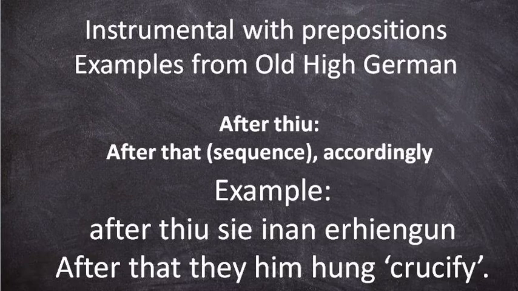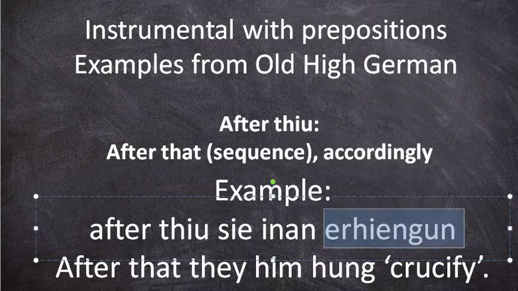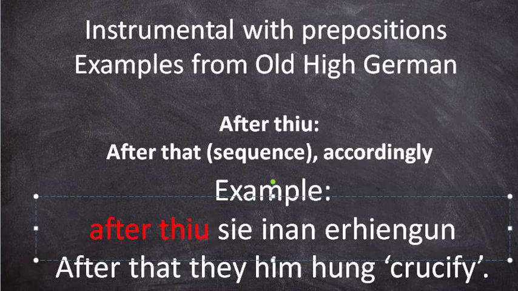So with our sentence here, after diu si innan erhiengun. After diu si innan erhiengun. So after that, they hung him, or they him hung. This is in the accusative masculine singular. This is in the third person past. So they hung him. Well, in this context, we're talking about biblical stuff, so they crucified him. But a more literal translation is they hung him. And here after diu is used in terms of sequence. You know, after that, da da da da da. All right. So let's move on.